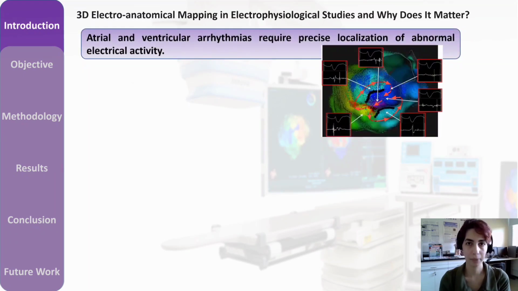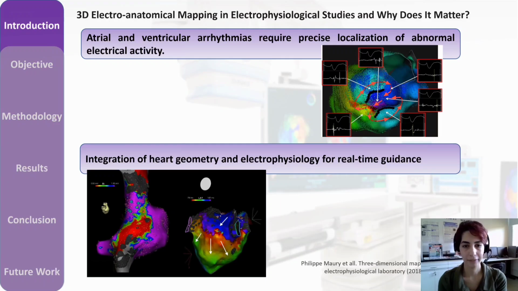With these kinds of systems, we are able to create the anatomy of the chamber of interest and identify atrial and ventricular arrhythmias, particularly complex arrhythmias such as atrial fibrillation and ventricular tachycardia. It provides us precise localization of abnormal electrical activity. And the system integrates heart geometry and electrophysiology for real-time guidance.